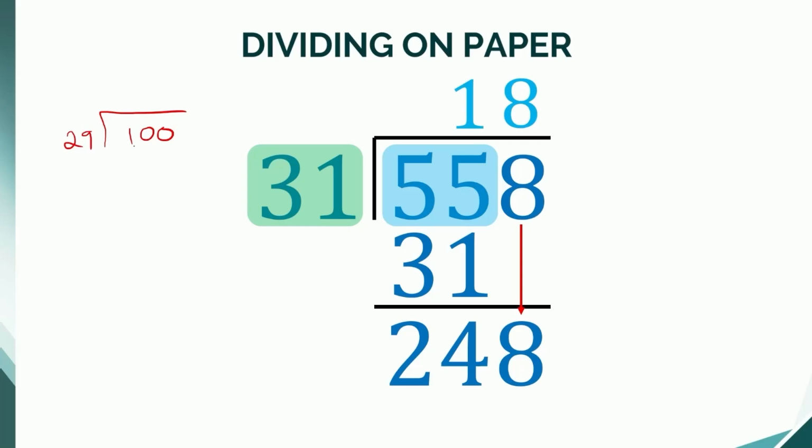Does 29 go into 1? No. Does it go into 10? No. But does it go into 100? Indeed it does. It goes in 3 times, I believe. So 3 times 29 is going to be 87. Is that right? So 87. I think that's right. And then 100 minus 87 is 13. Does 29 go into 13? No, it doesn't. So we have to bring in this decimal. So we're going to bring the 0 down.